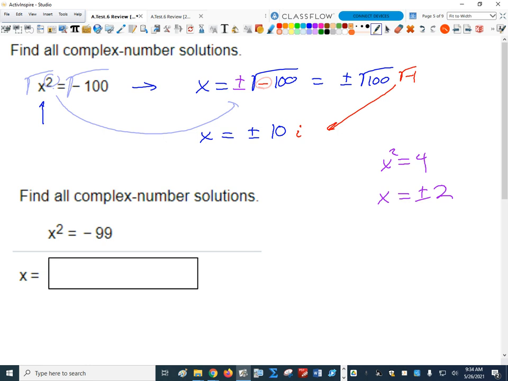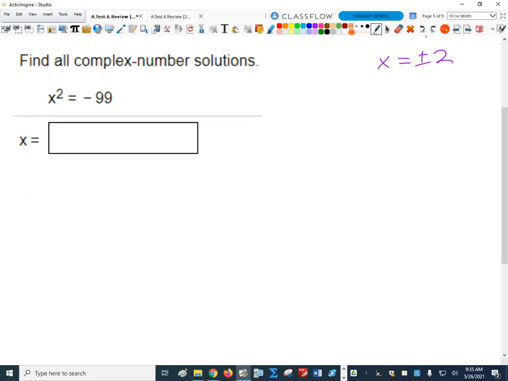But we don't probably even need that step. We can just skip that step because we know that if I have a negative number inside a square root, that's always just going to become an i outside of the square root, right? So those are our two answers right there. x equals plus or minus 10i, okay?